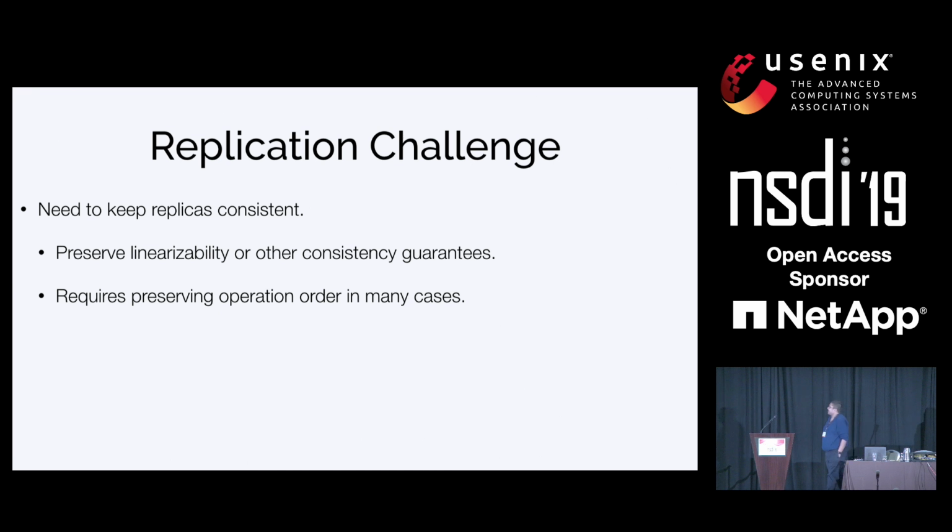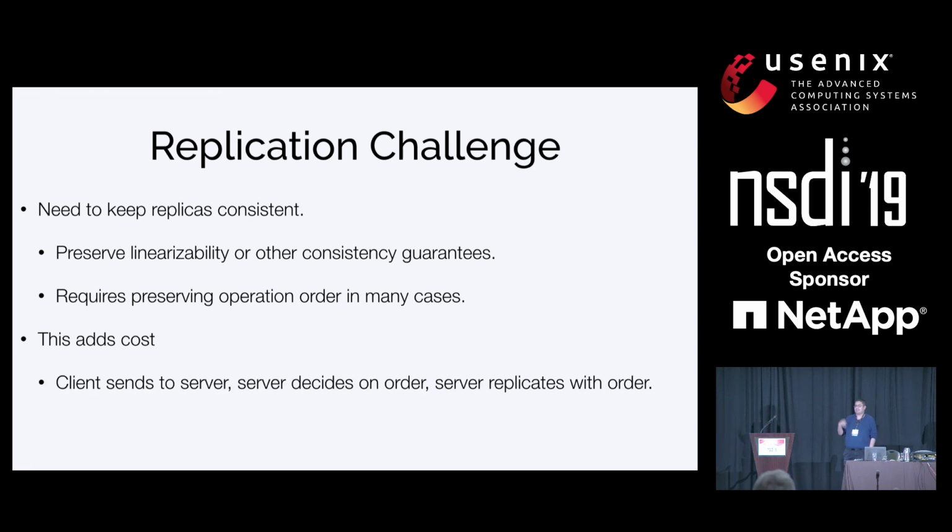But this actually comes down to sort of preserving the order of operations. That's the problem. I can't do many operations at the same time. I need to keep ordering. And this, of course, adds cost because now when the client sends something, the server needs to figure out an ordering, wait for the replicas to apply it in that order, get back a response saying, hey, we've applied it, and then respond to the client.